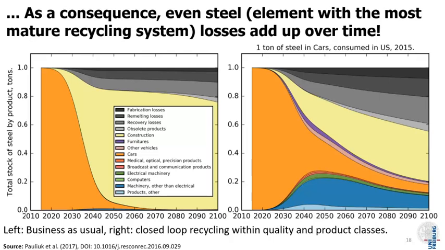But what happens? First of all, you see the desired effect that the steel stays in high quality applications for a longer time. It's the orange and the blue section. So this is good, but because these applications have a shorter lifetime, we have higher losses. So we have a trade-off here in the steel cycle. We can keep the steel longer in high quality applications, but at the expense of higher losses.